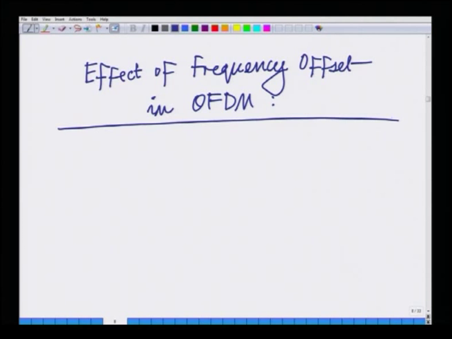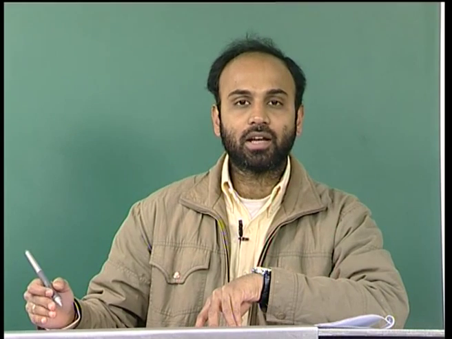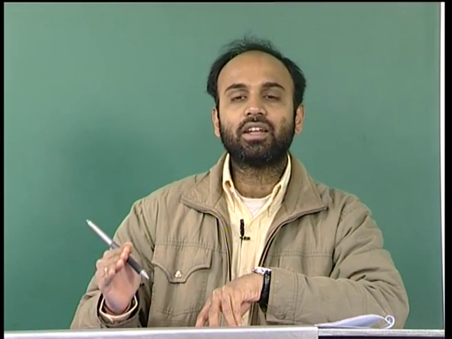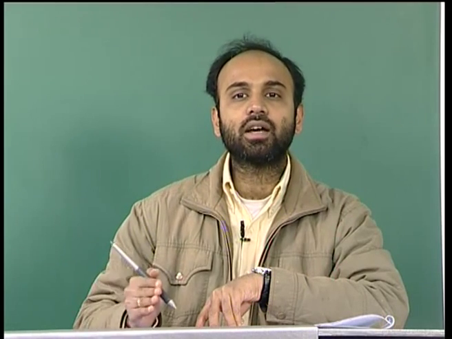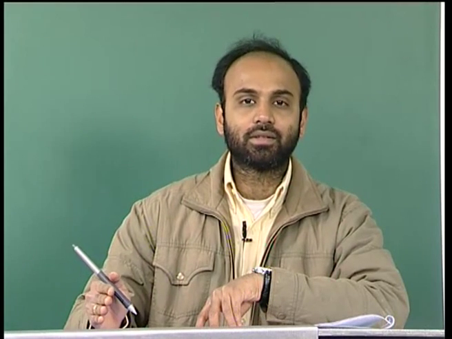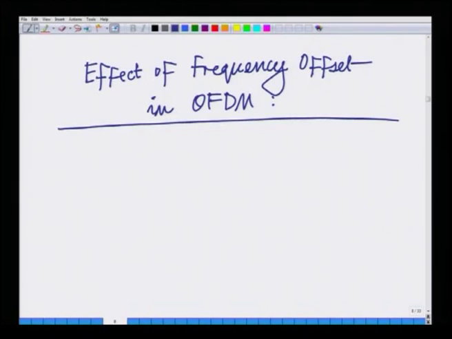What is the effect of frequency offset in OFDM? As we know, OFDM is based on frequency division multiple access, that is, it is not the traditional frequency division multiple access, but it divides the spectrum amongst a set of orthogonal carriers. So, OFDM is based on overlapping orthogonal carriers.